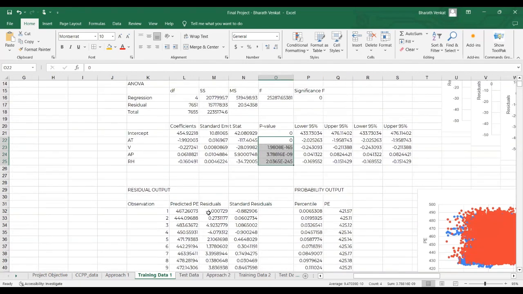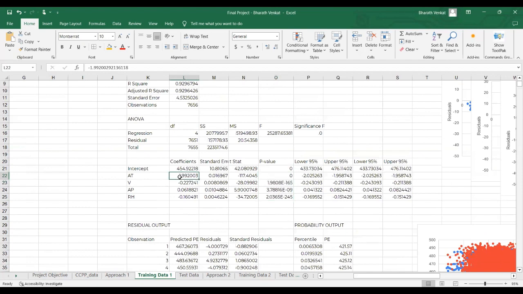Let's now take these values. Here are the intercept values that we got, and also the coefficients for the various input variables. We're going to input these coefficients into our model, where y hat, or y predicted, is equal to the intercept plus coefficient 1 x1 plus coefficient 2 x2 and so on, and figure out what exactly the predicted value is.